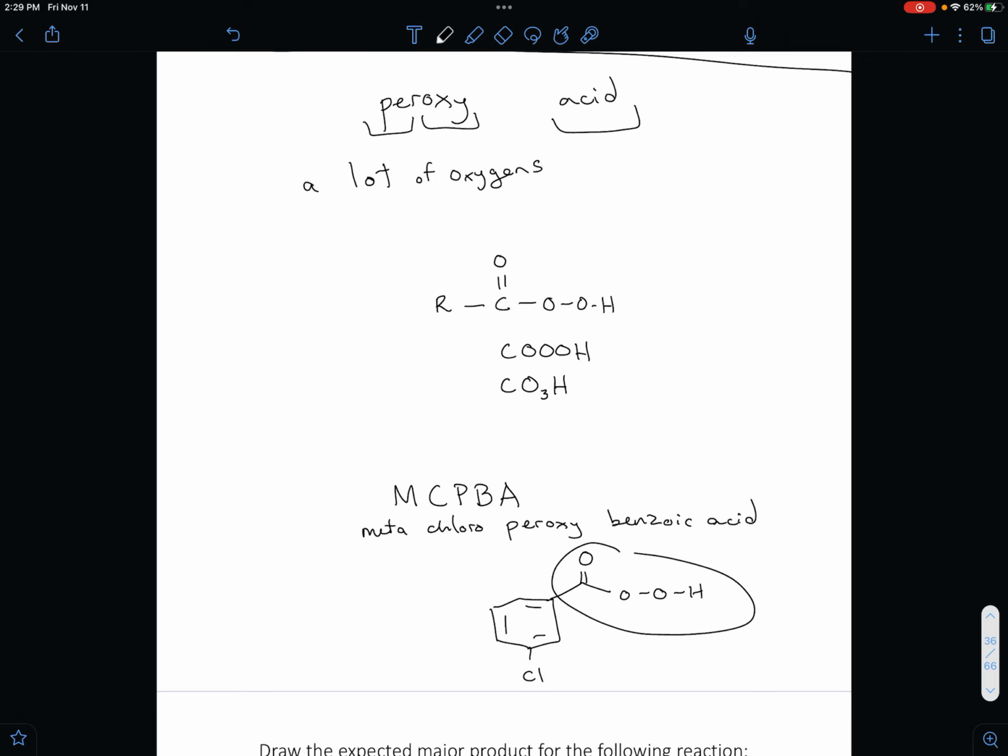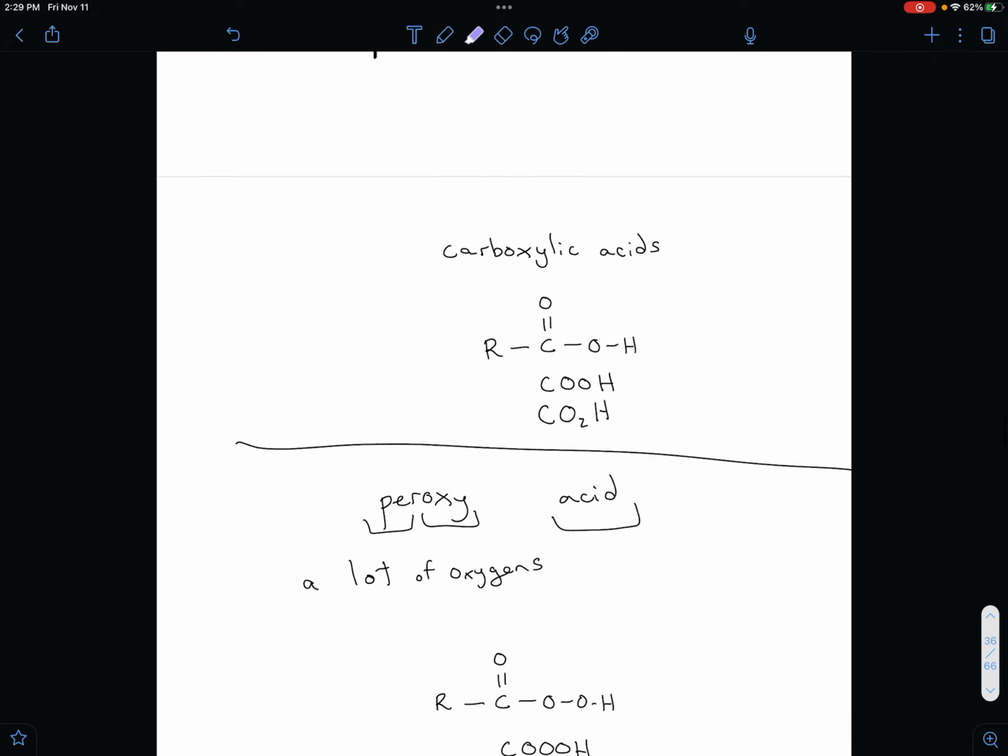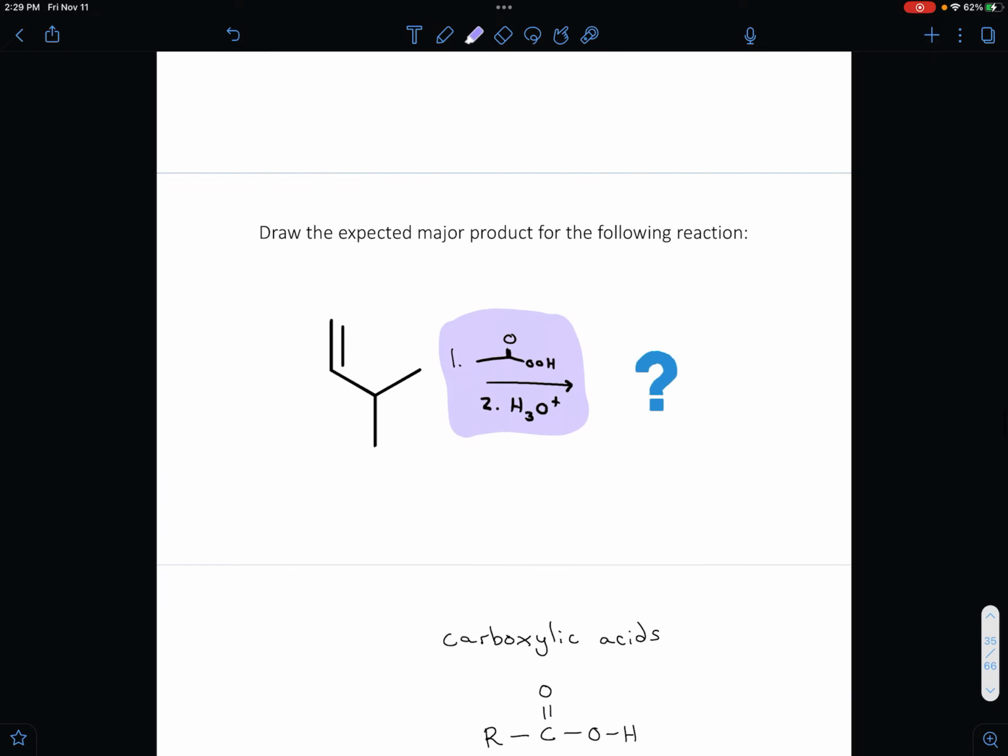So you could see you have your peroxy acid on one end there, and this can be anything, right? In the case of MCPBA, it happens to look like this. But one thing you might remember is that MCPBA is a peroxy acid. So in this particular problem, they give you two things. They give you the peroxy acid in one step, and then an acid wash in the second step.